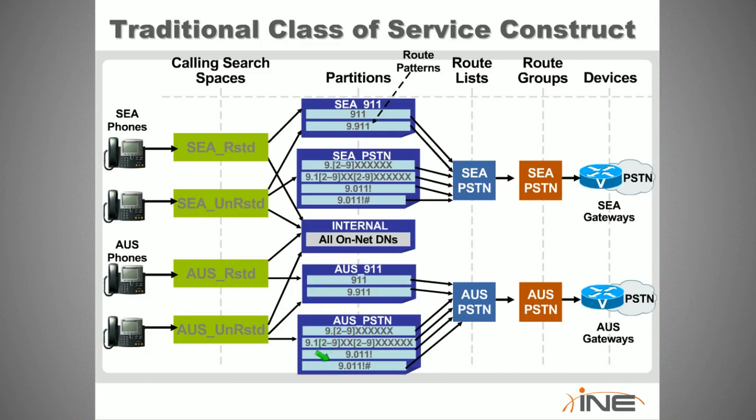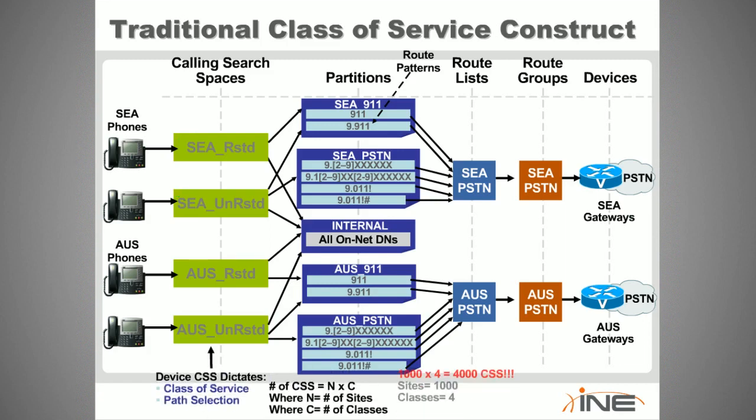So, gosh, I mean, we have to create a lot of patterns. We have to create two partitions for each city, and this is just if we only want two class of restriction or two class of service, being restricted for Austin and unrestricted for Austin, restricted for Seattle, unrestricted for Seattle. So device calling search space indicates the class of service and the path selection.